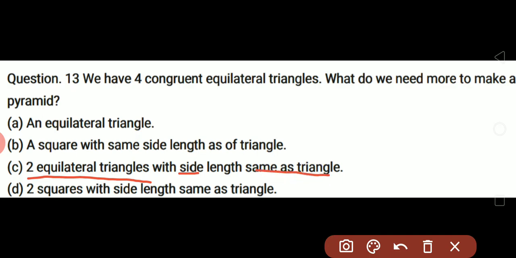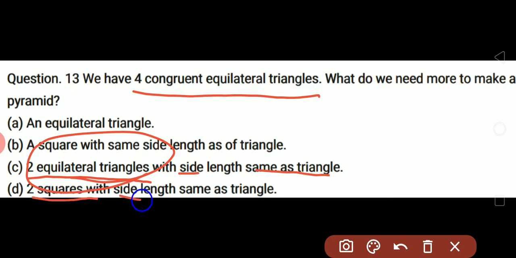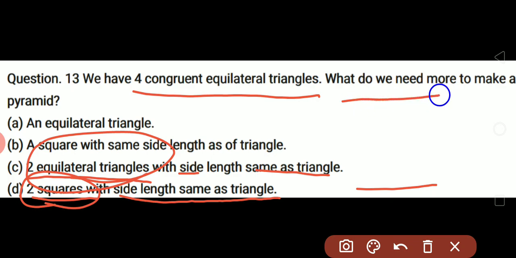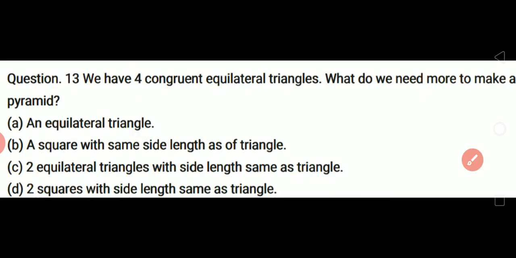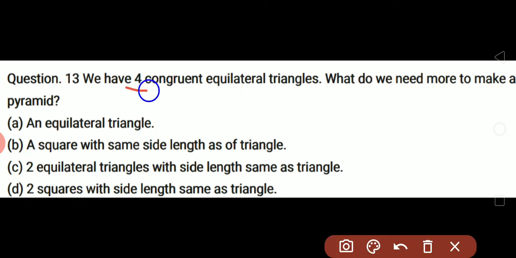We have been given 4 congruent equilateral triangles already. So out of these we use 2 as the sides, and we need a base as the same triangle. Two squares with the side length as the triangle. So we have been given here 2 squares. We will use 1 square as the base, 1 square as the top, and okay, this is not possible because we have only 4 congruent equilateral triangles, right?